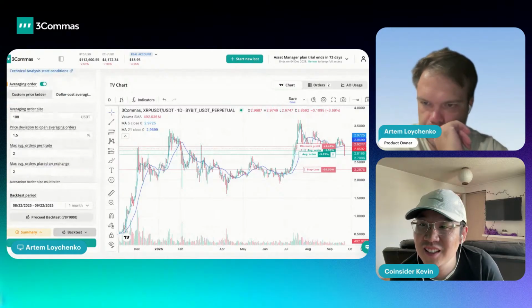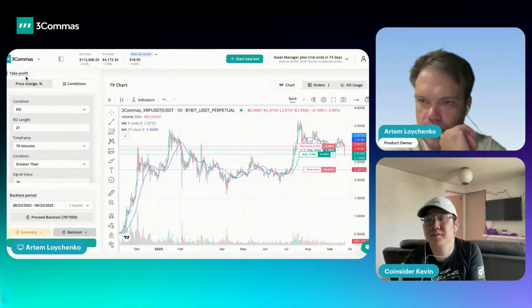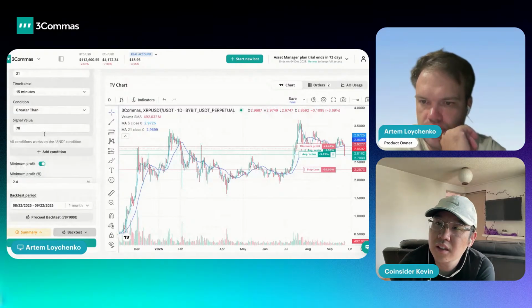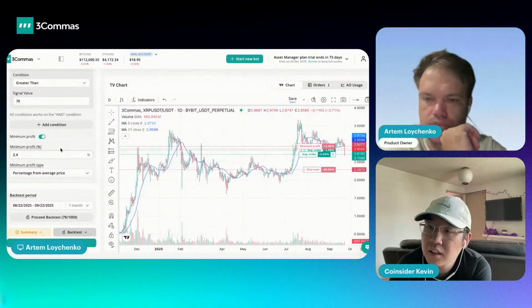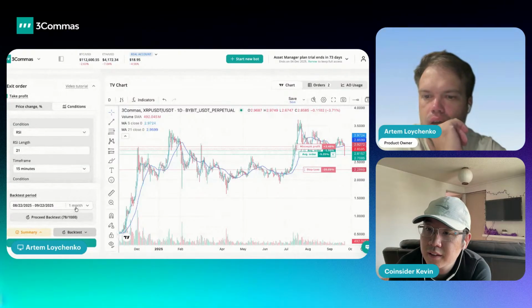And I think we had a tighter stop loss. We actually had take profit conditions, nice, with a minimum of 2.4%. Yeah. Let's run this for the last 3 months.